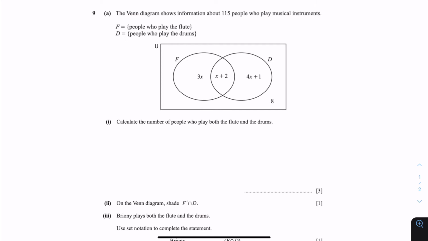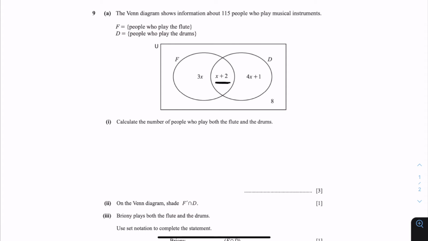So the Venn diagram shows information about 115 people who play musical instruments. F denotes the people who play the flute, and D denotes the people who play the drums. They've given us the people who only play the flute as 3x, play both the flute and the drums as 2x plus 2, and only people who play the drums as 4x plus 1. And 8 people play neither. So calculate the number of people who play both the flute and the drums. So we're trying to find the answer to x plus 2.